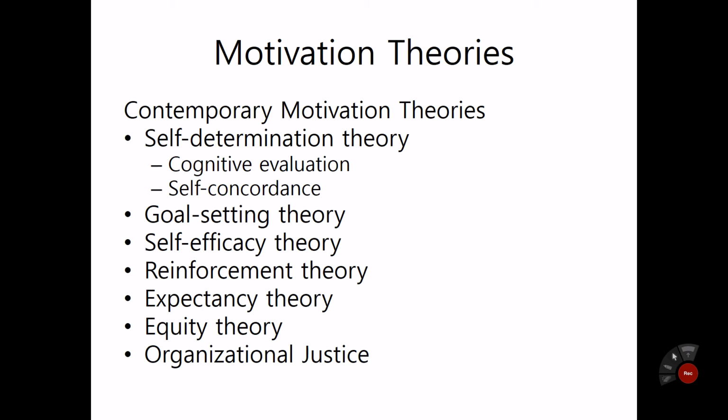Cognitive evaluation theory is a sub-theory of self-determination theory, and it says that sometimes extrinsic factors can even reduce people's intrinsic motivation. So that's cognitive evaluation theory. Self-concordance theory: when people have a good fit between their goal and their task, then people are more motivated to do that. So that's self-concordance theory.